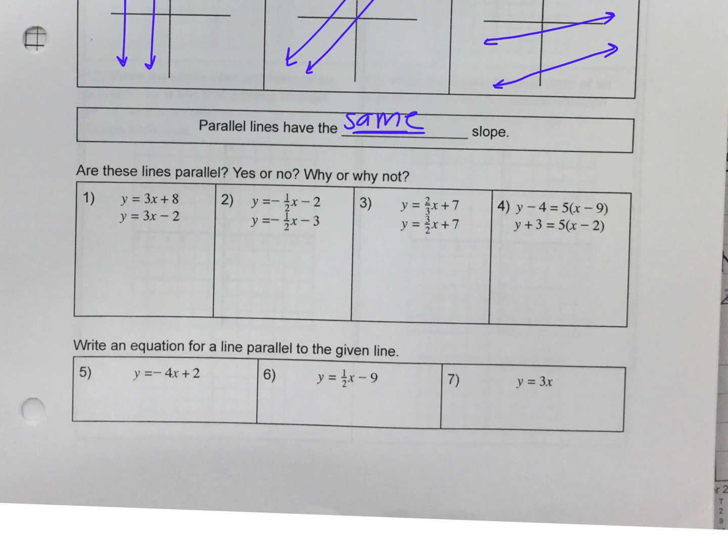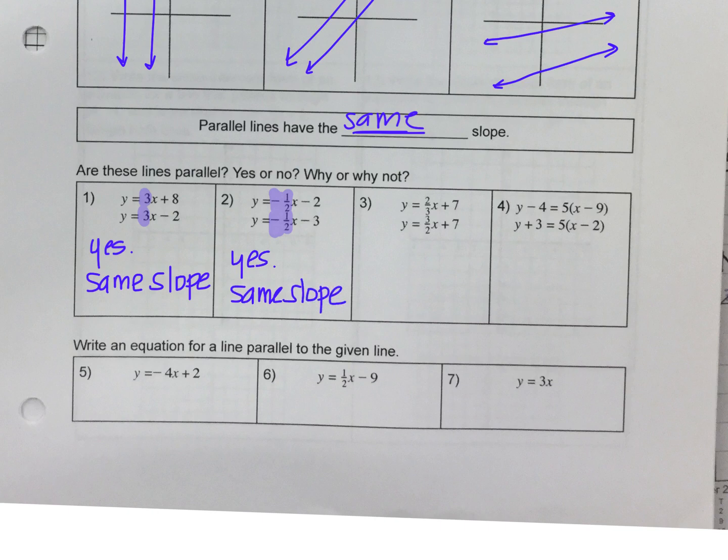So I'm going to look at these examples. The slope on this first one, y equals 3x plus 8, we know that the m is our slope and that's a 3. The next one also has a slope of 3. So are these lines parallel? Yes, because they have the same slope. Let's look at the next one. I got negative 1/2, negative 1/2. Are these parallel? Yes, because they have the same slope.